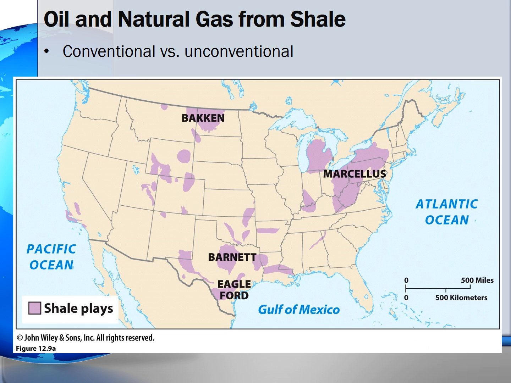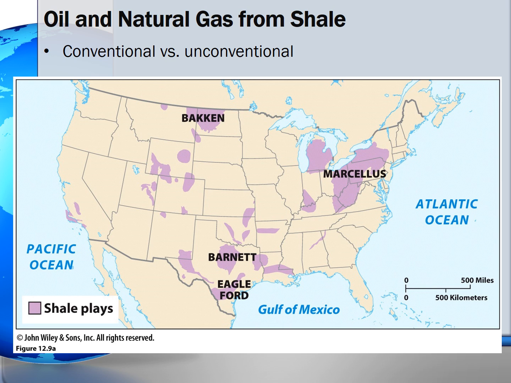Oil and gas can be classified as either conventional or unconventional depending on how it is extracted from the earth. Conventional oil and natural gas are pumped directly from the ground. Unconventional oil and natural gas, on the other hand, require other extraction techniques and are more costly, such as extracting oil and natural gas from shale.